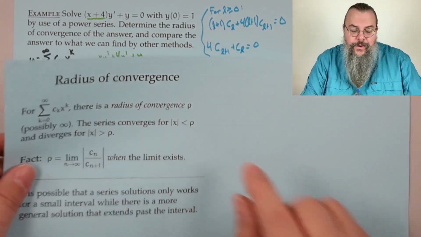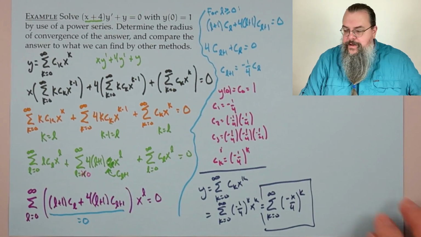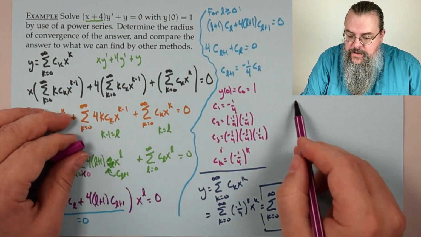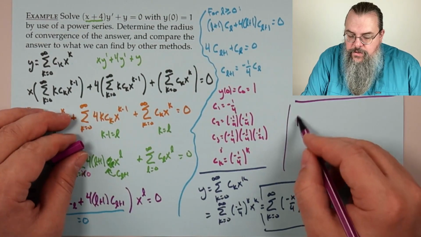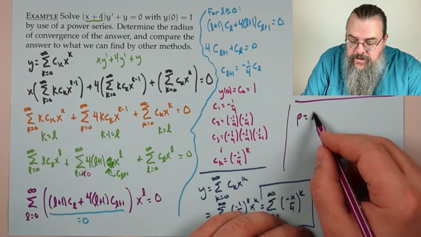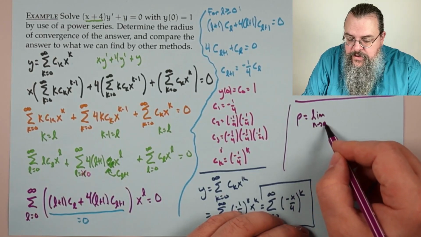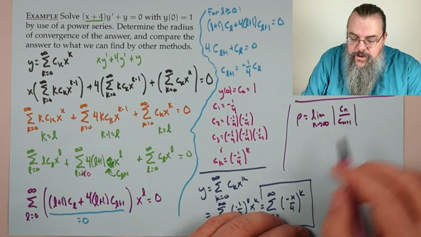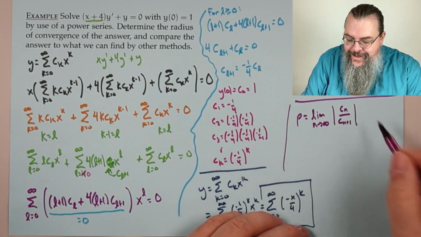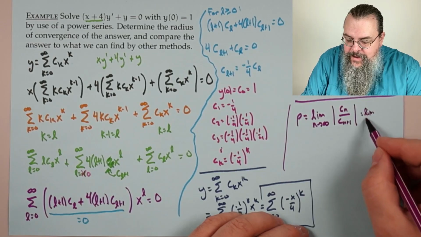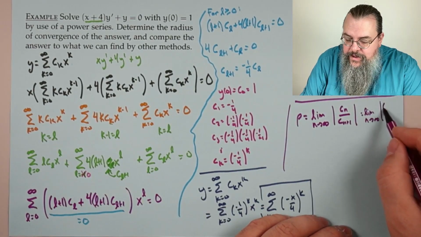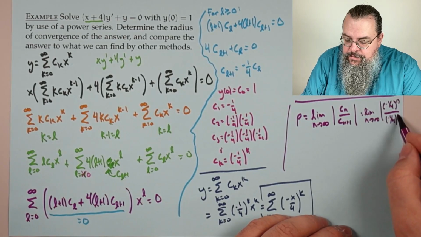All right, so what we have is we get that our radius of convergence, rho, is our limit, as n goes to infinity, of Cn over C_{n plus 1}. Well, we know what the Cn's look like. So this is our limit as n goes to infinity. Well, okay, so it's negative 1/4 to the n over negative 1/4 to the n plus 1.